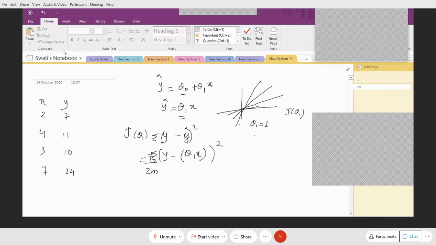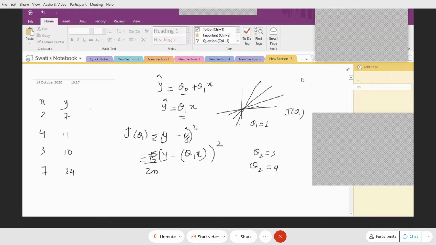If my theta 1 is equal to 2, what is the value? If my theta 2 is equal to 3 and my theta 2 is equal to 4. Can you calculate it for me? What is going to be my J theta value?